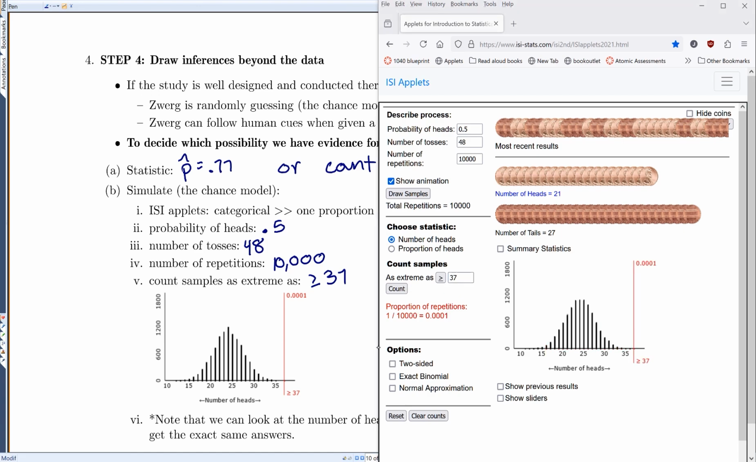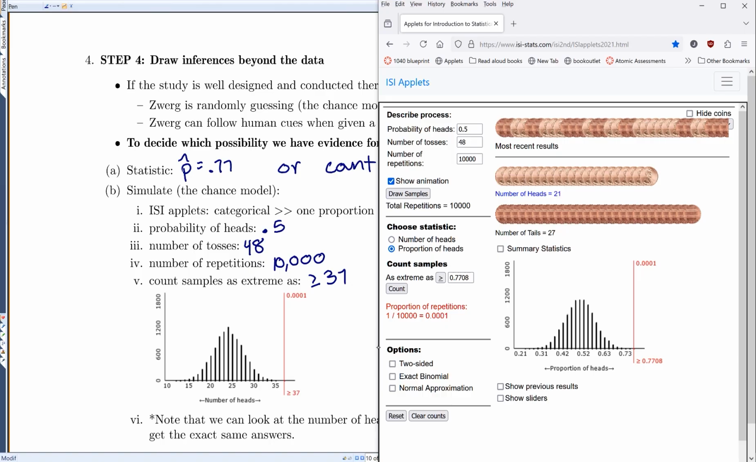Okay, so when we put it in, it tells us that the probability, or the chance of getting 37 or more, is only 0.0001. Okay. That seems really small. Now notice here where it says choose statistic, you can do the number of heads, or you can change to the proportion of heads. And if you do it, it will automatically change your count into your proportion for you. So it's 0.7708, which is what we got earlier.